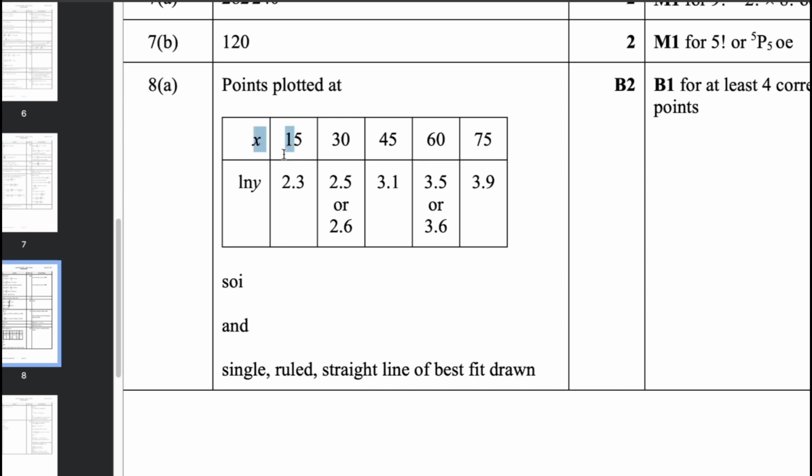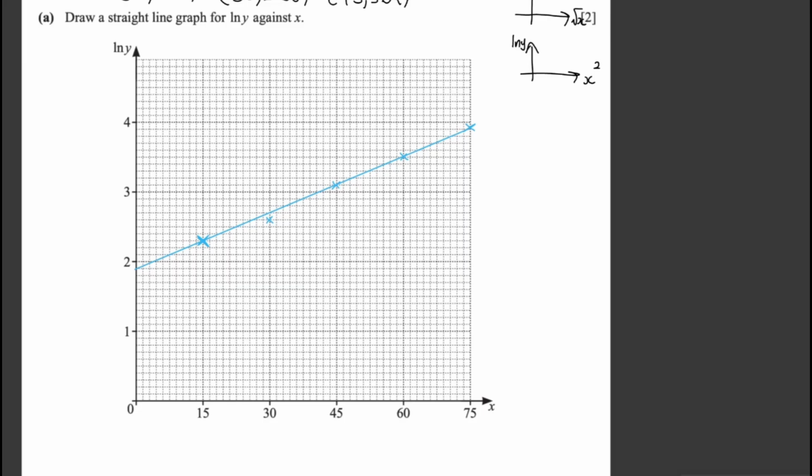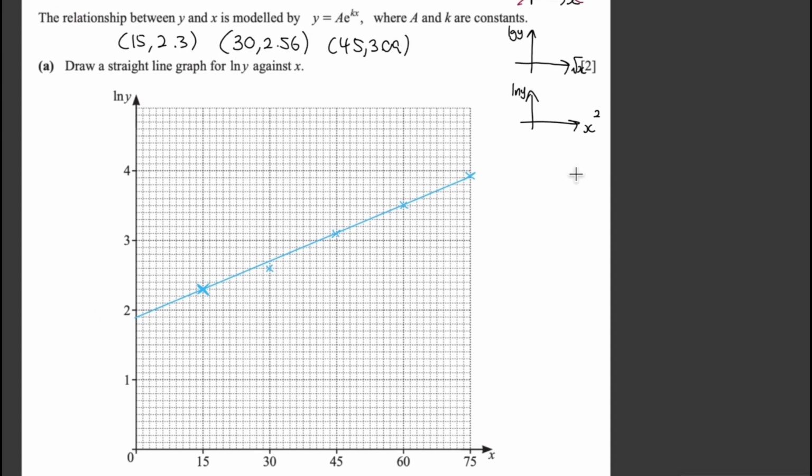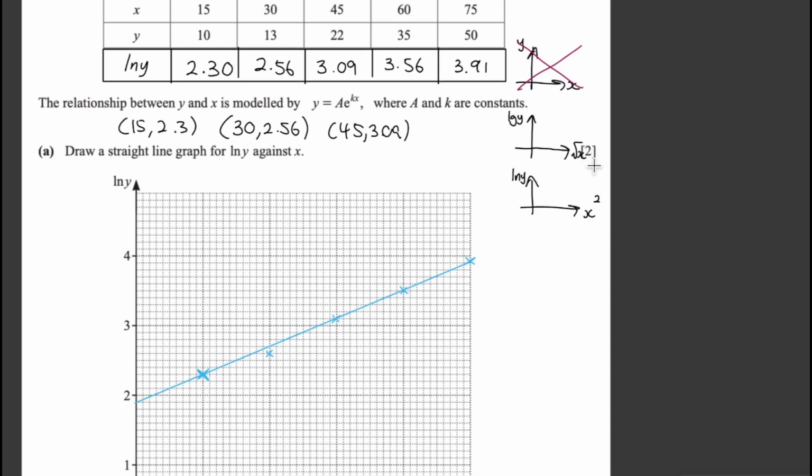You have points plotted here. As you can see in the mark scheme, they have mentioned specifically you need to have x and you need to have ln y. So these are the values that we had as well. And you also need to have a single ruler straight line of best fit. So you need to use your ruler for this. Try not to eyeball it. Just use your ruler and then shoop, go like that. That would be the answer for question part A.